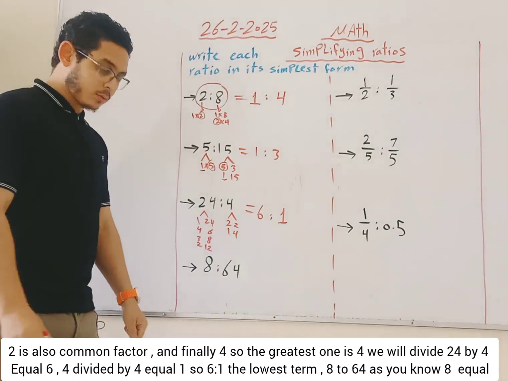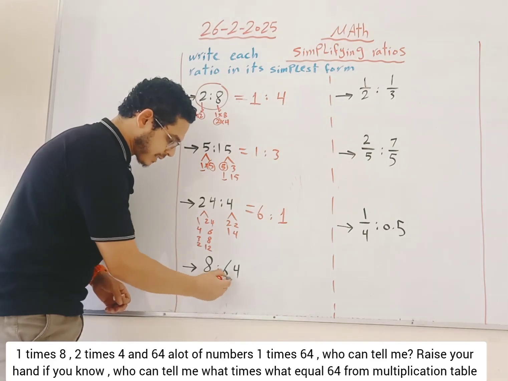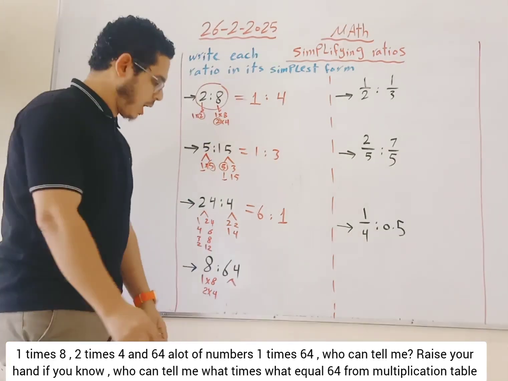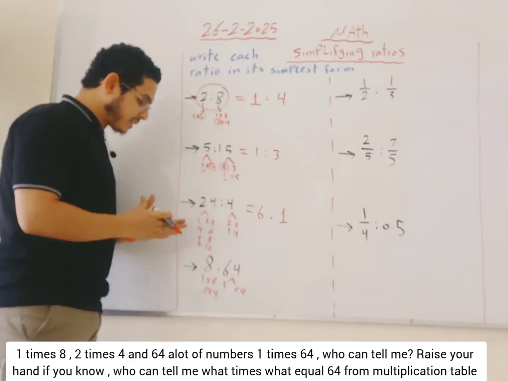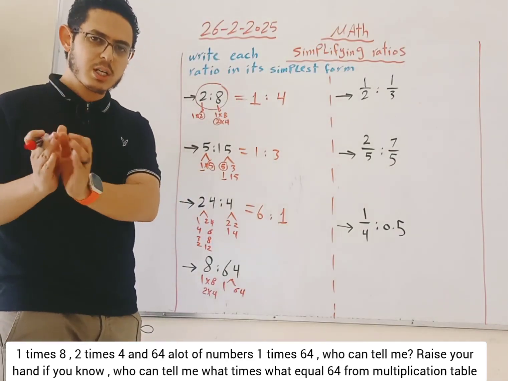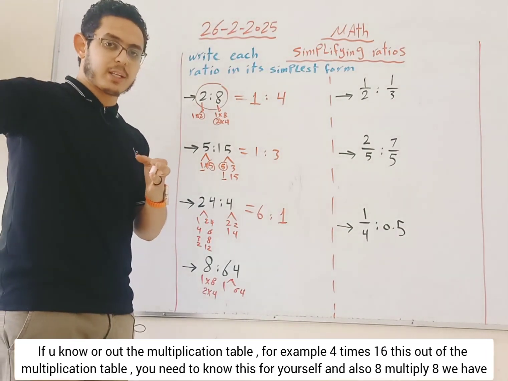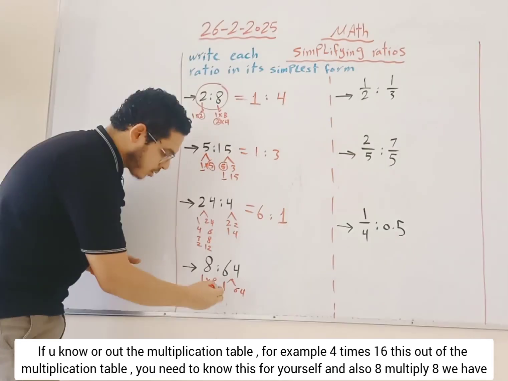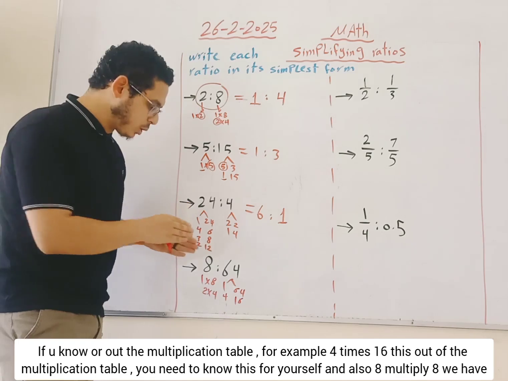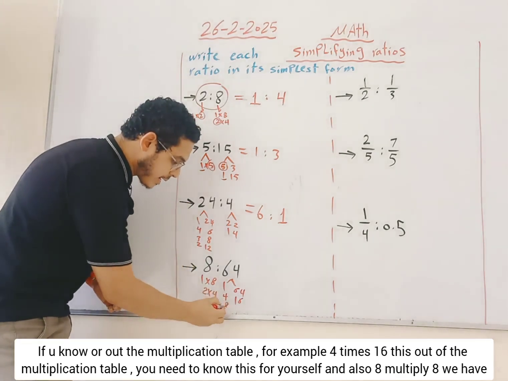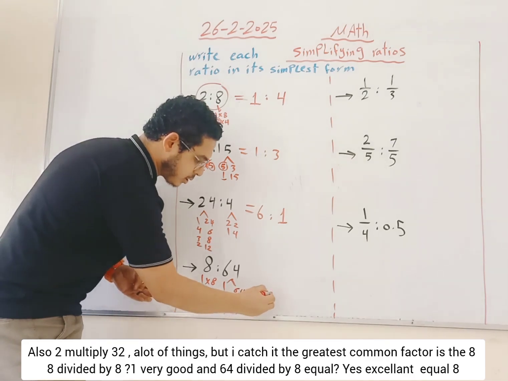8 to 64. As you know, 8 equals 1 times 8, 2 times 4, and 64 has a lot of numbers. 1 times 64. Who can tell me? Raise your hand if you know. What times what equals 64? From the multiplication table, if you know, and out of the multiplication table. For example, 4 times 16. This is out of the multiplication table. You need to know this for yourself. And also 8 multiplied by 8. We have also 2 multiplied by 32.